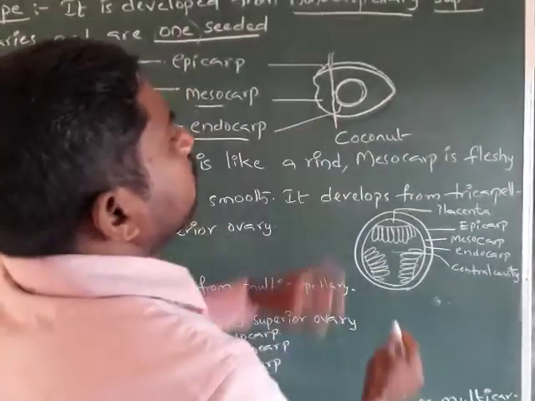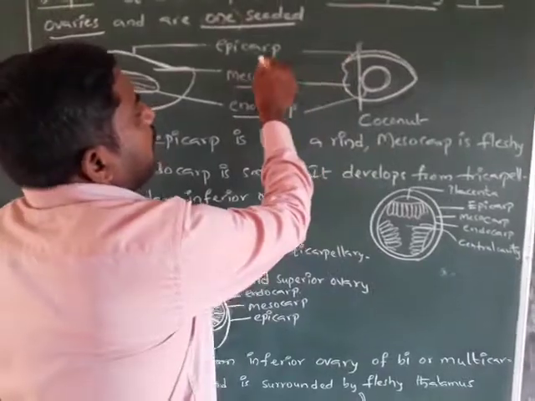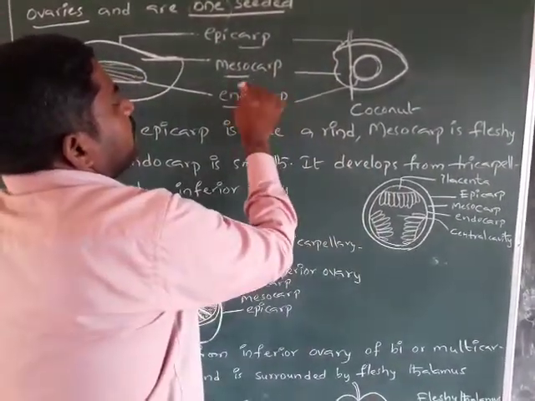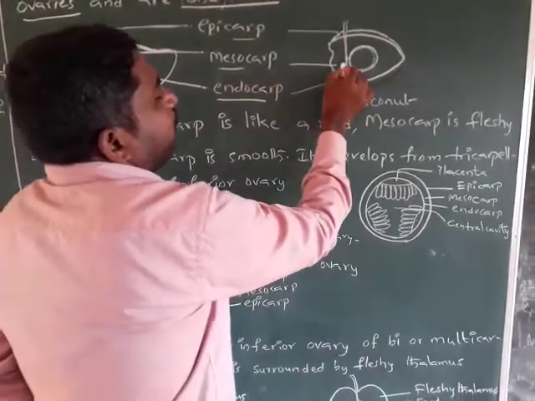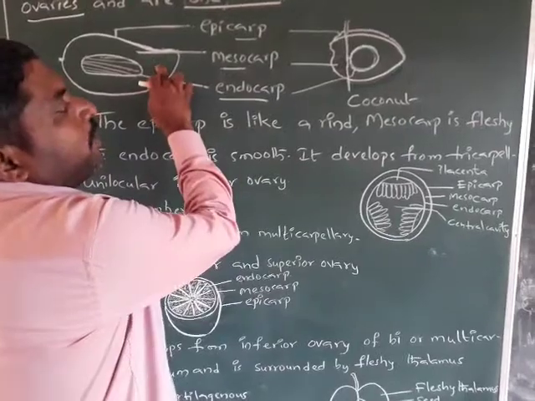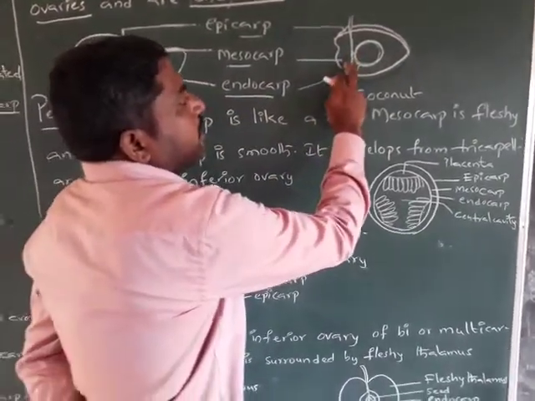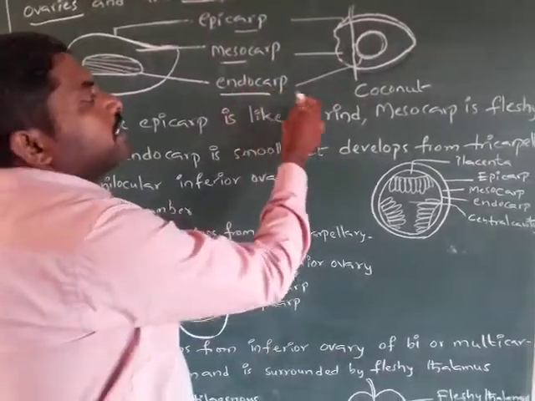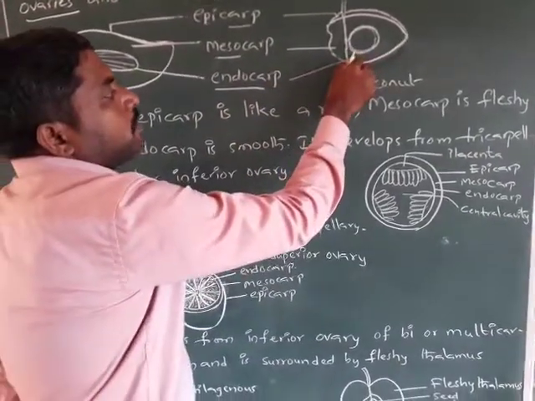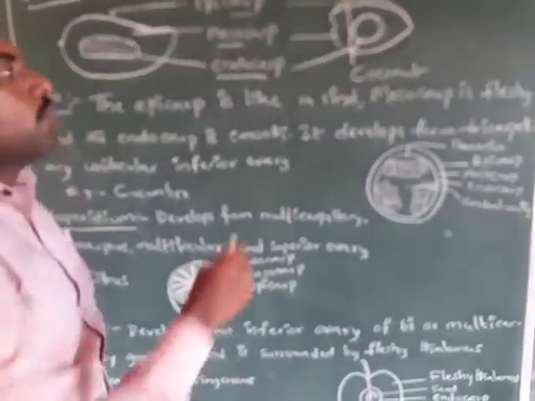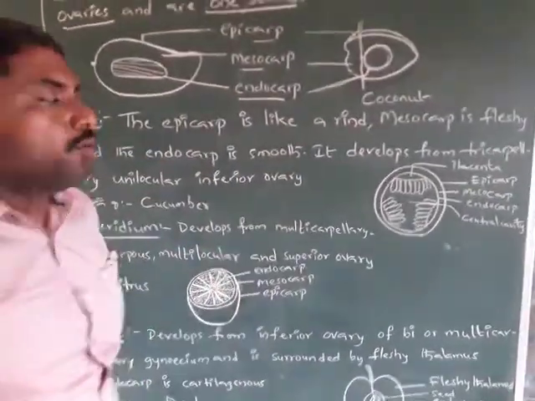Here in the coconut, the outer layer is called the epicarp, which is a thin layer. And the mesocarp is fibrous. In mango the mesocarp is fleshy, but here the mesocarp is fibrous, and the endocarp is stony. Endocarp is a hard structure in coconut as well as in mango.